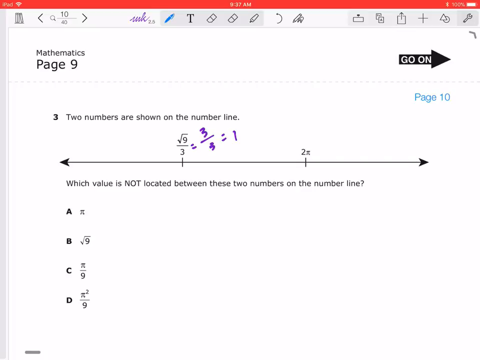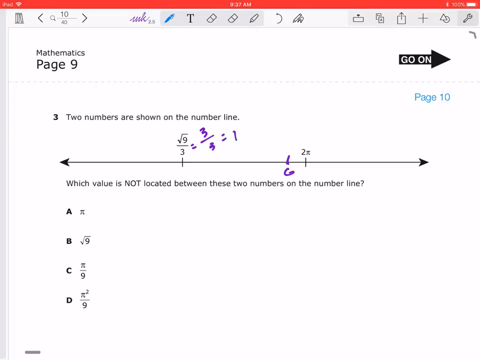Now, 2 pi is going to fall in between. It's going to be higher than 6. It's higher than the value of 6, and it's going to be close to 6, like 6.2, because that's going to be 2 times 3.14. So it's going to fall into that range. So it's going to be higher than 6.